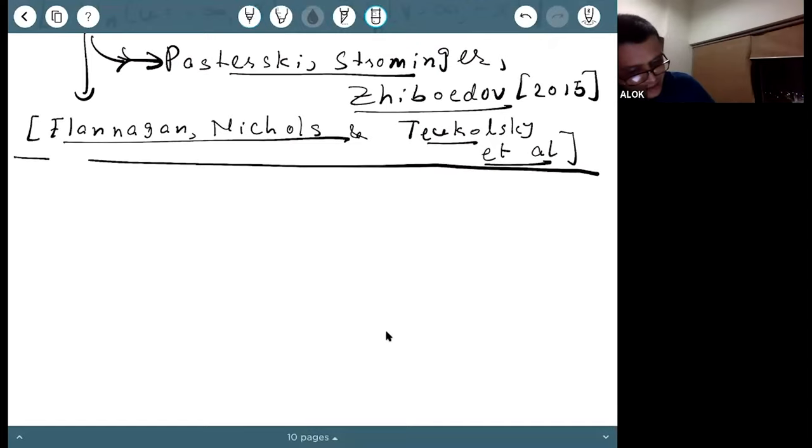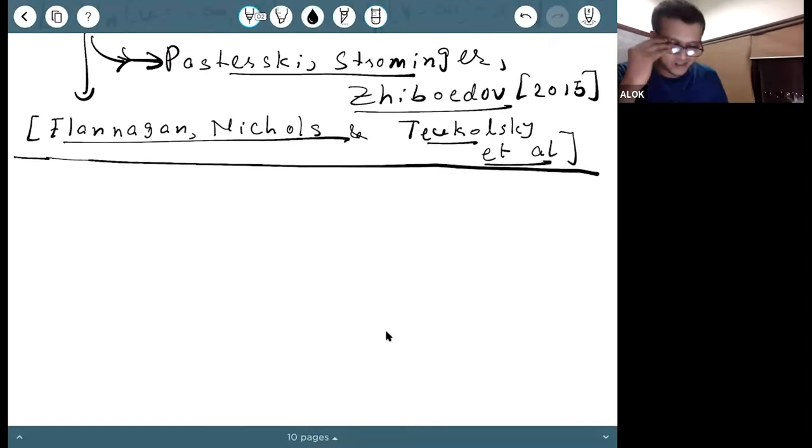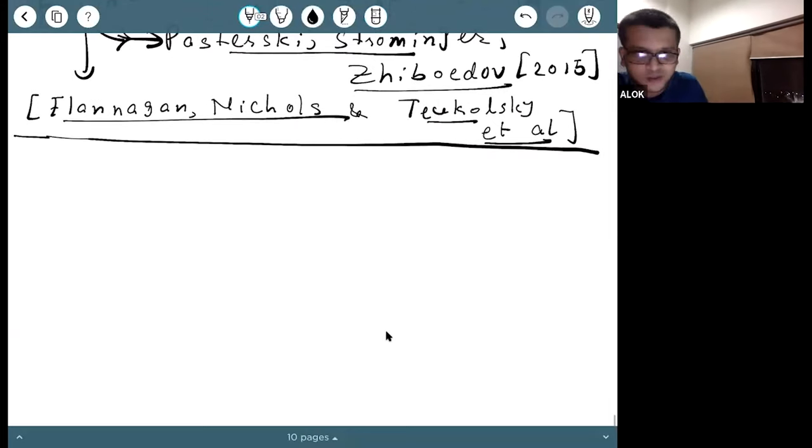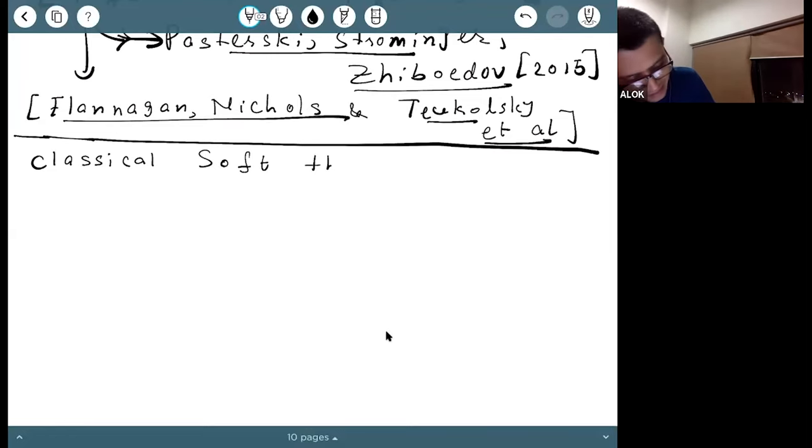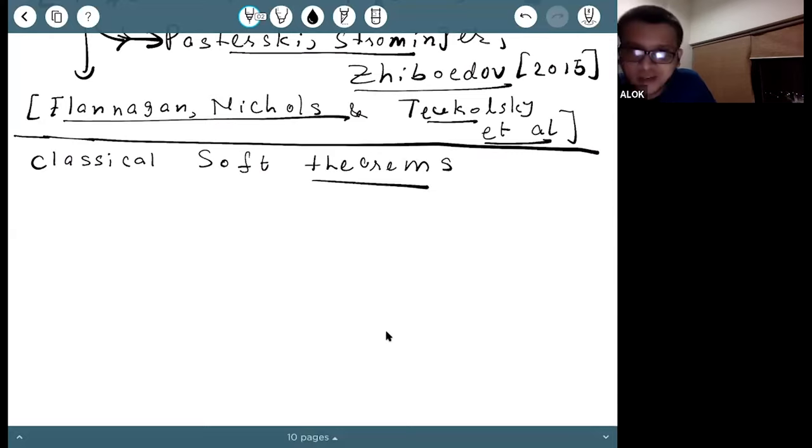Okay. So now I will at least try to convince you that the conservation law that Strominger proposed has a nice validity in the classical theory. These results are what are called classical soft theorems. They are very analogous to the soft constraints on quantum amplitudes. I'm first going to state the result, and then we try to at least sketch the proof in whatever remaining time we have.